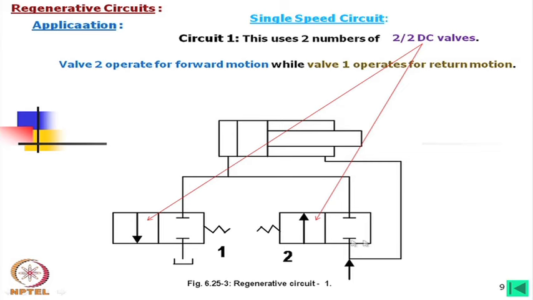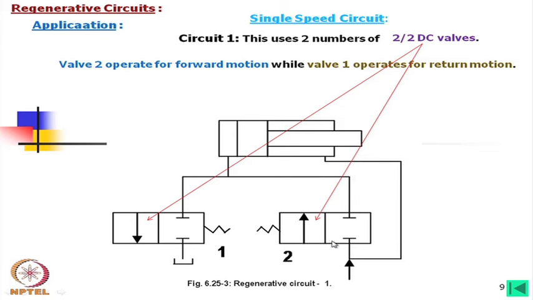Let us say valve 2 is engaged, that means the flow is going like this. This is closed. So, this means that oil is being mixed, only regenerative. Now, when valve 1 is engaged, this line is connected and valve 2 is closed, that means it is in this position, then oil is coming back to the tank from the full area side and oil is going to the return side. That means normal return and regenerative forward motion. So, this is the simplest circuit, but we have used 2 by 2 DC valves.